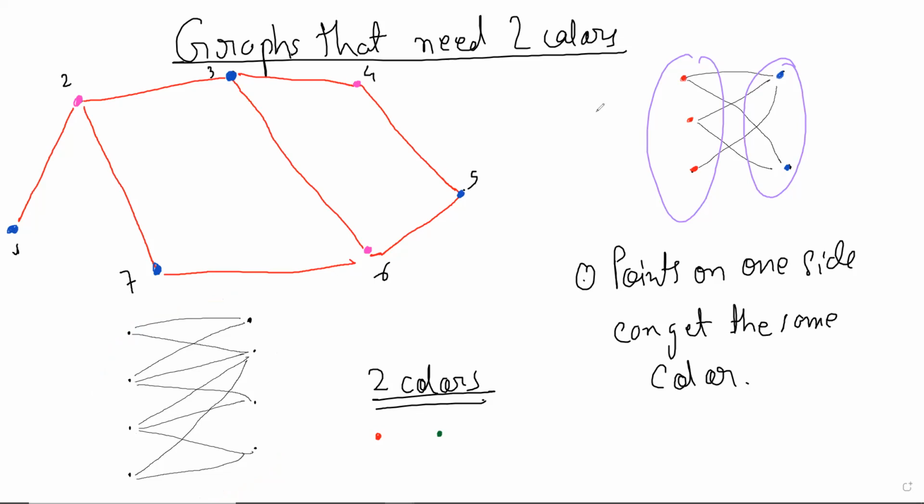Now, can we give an explanation as to why two colors are good for this graph? That is the remaining question.